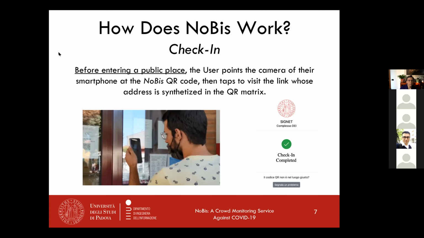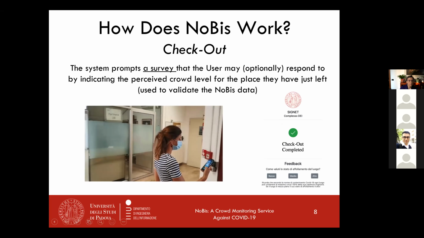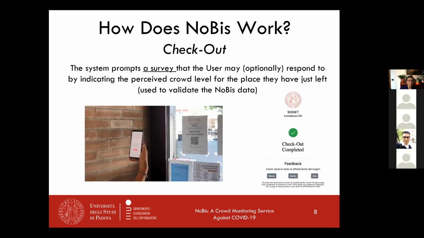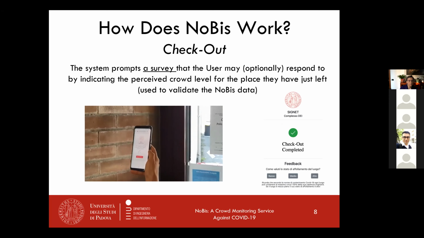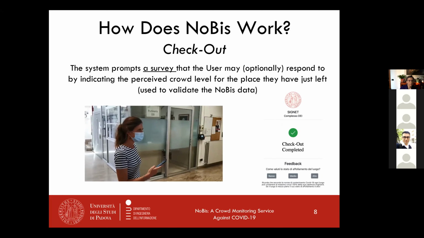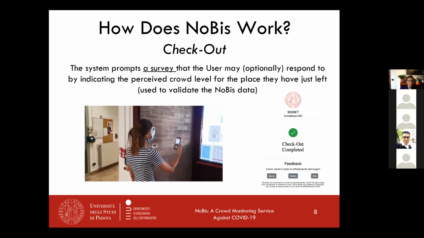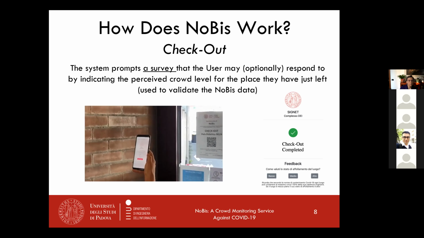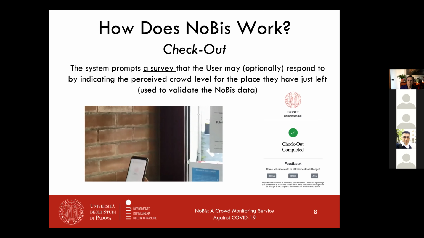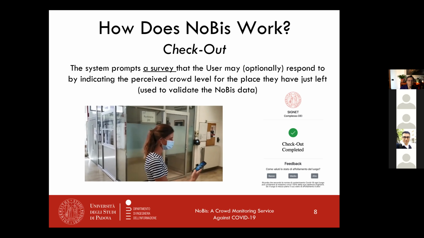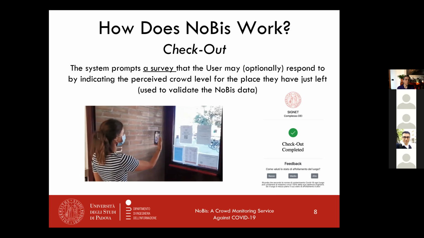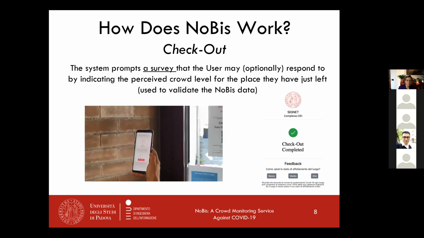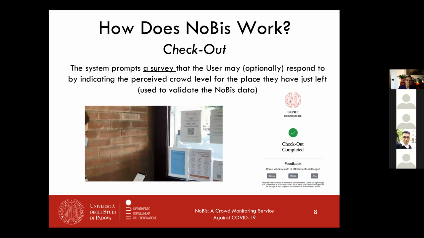Similarly, at checkout, the user has to scan again a different QR code, the one for the checkout operation. Additionally, the system prompts a survey that the user may optionally respond to by indicating the perceived crowd level of the place they are visiting. This is very useful from our side to validate the NoBis data, the recorded check-in and check-out operations.